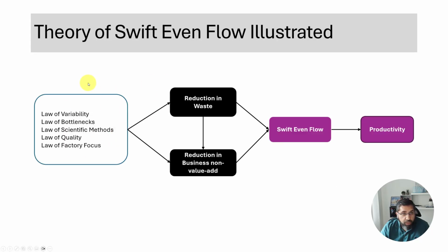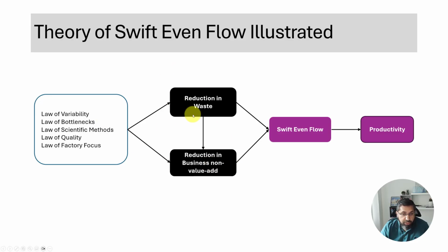So what the theory of swift even flow says is that the law of variability, bottleneck, scientific methods, quality, factory focus, all of these lead to reduction in waste, which leads to reduction in business non-value add. So let's say you have less inventory, you have less things to document, to keep track of, right? So with reduction in waste, you have less rework, you have less scrap write-off to sell or whatever, right? So reduction in waste often leads to reduction in business non-value add as well. Also, these also directly lead to reduction in business non-value add.